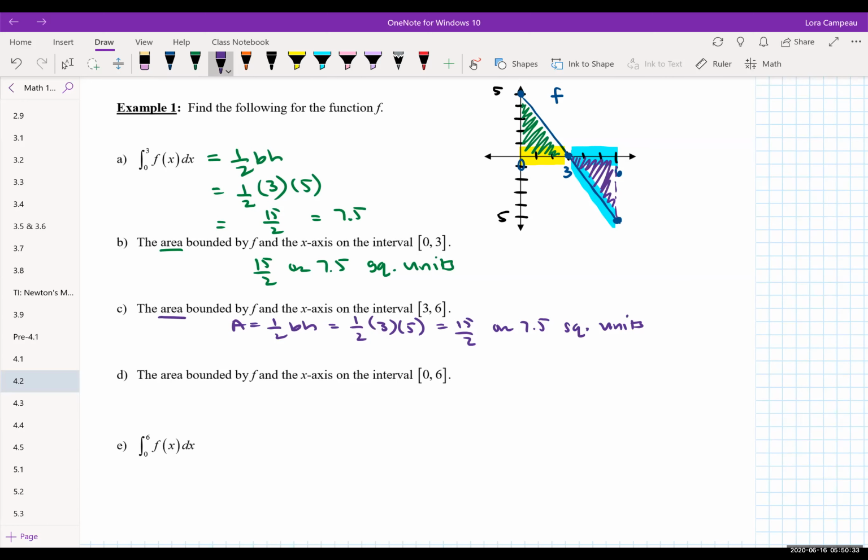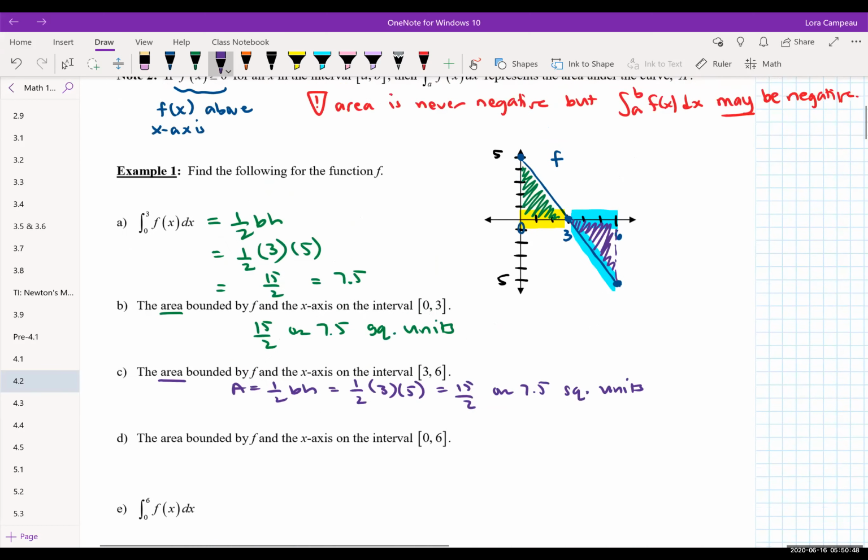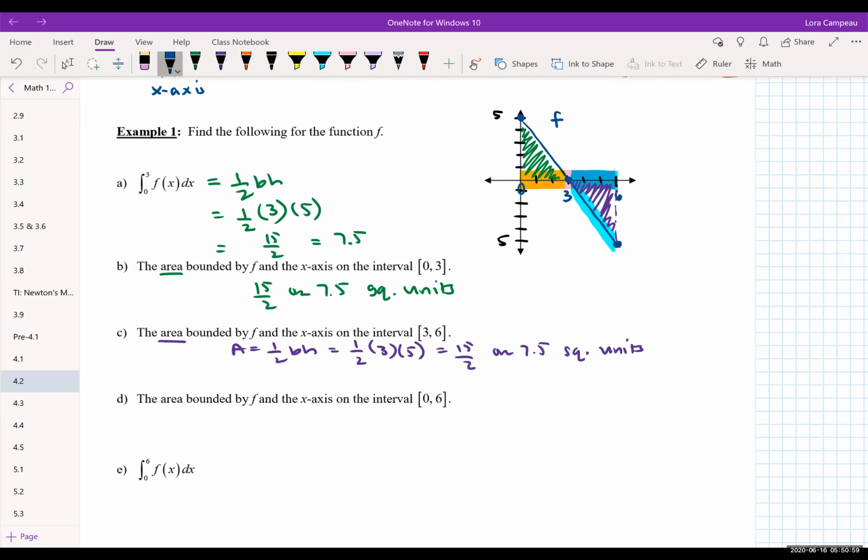Now, just piecing this together, we are looking at the area bounded by f and the x-axis on the interval 0 to 6. If you notice, that would be looking at both of the triangles because we're dealing with the integral from 0 to 6. So again, I want to make sure that you see that we're looking at area. It is true, the area would equal the sum of the areas of the two separate triangles.